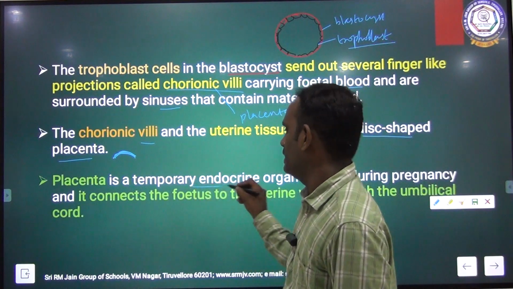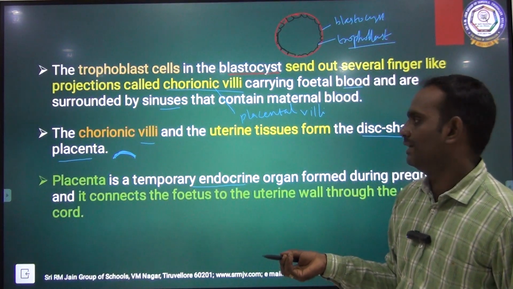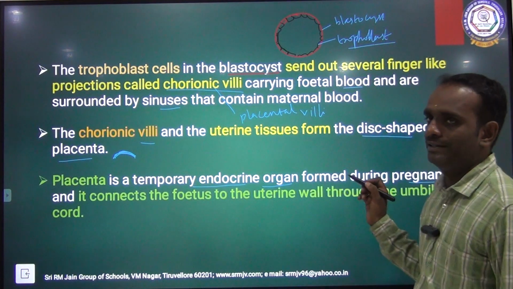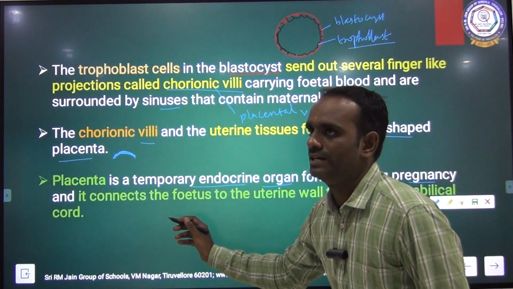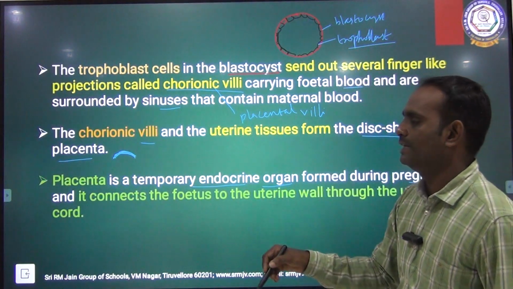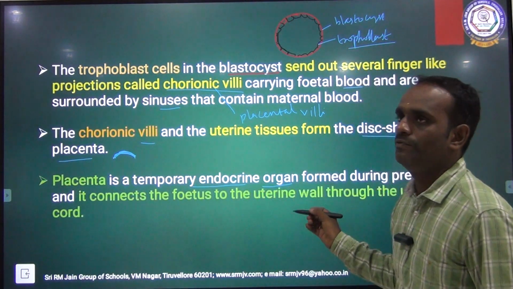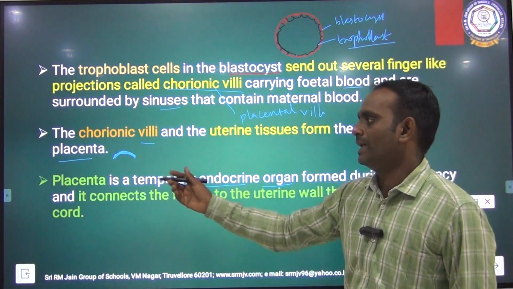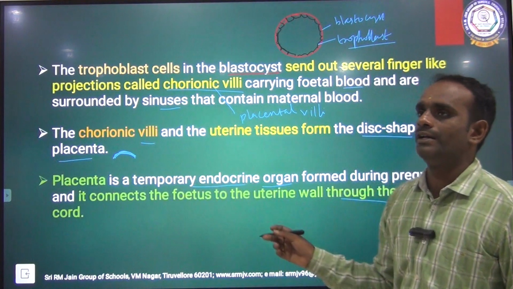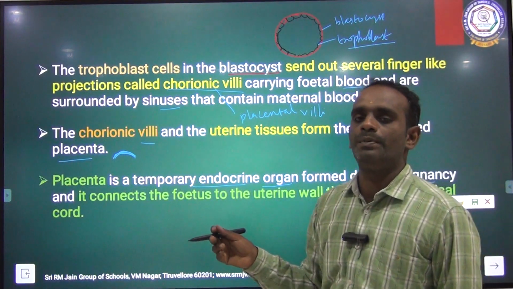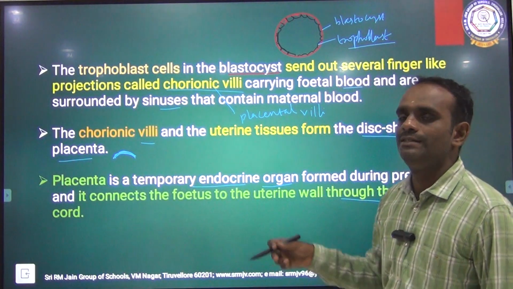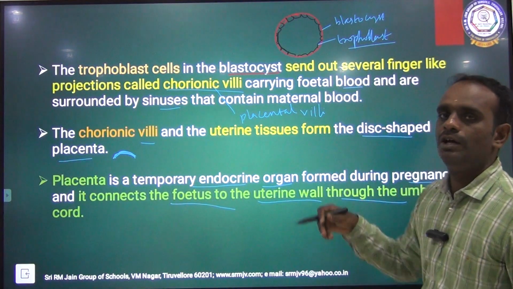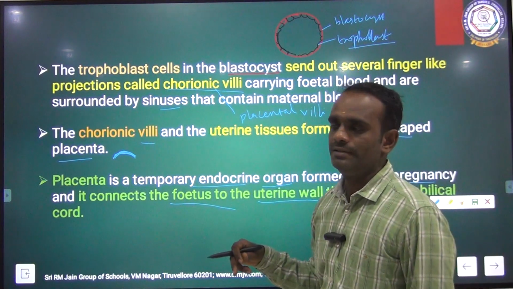Placenta is the temporary endocrine organ, okay, formed during the pregnancy, and it connects the fetus. So, placenta connects the fetus to the uterine wall through umbilical cord. Once again I am repeating, placenta is a temporary endocrine organ formed only during the pregnancy, and it connects the fetus to the uterine wall through umbilical cord. Clear?